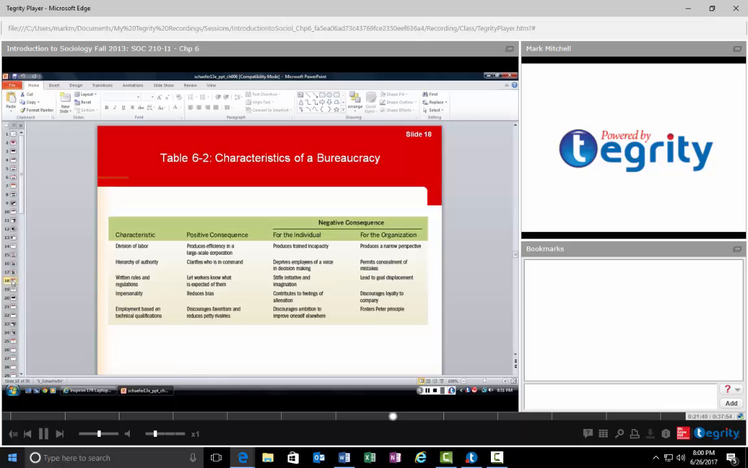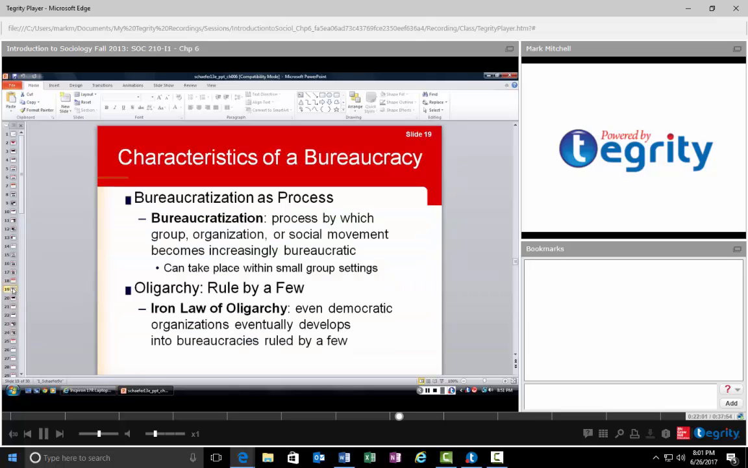All right, just as we had before, here's another slide that sums up everything we've been talking about. In this scenario, it is the characteristics of a bureaucracy. And so they've actually thrown in some positive and negative consequences there as well. All right, just for review, really. All right, and here we go, some more with bureaucracy.